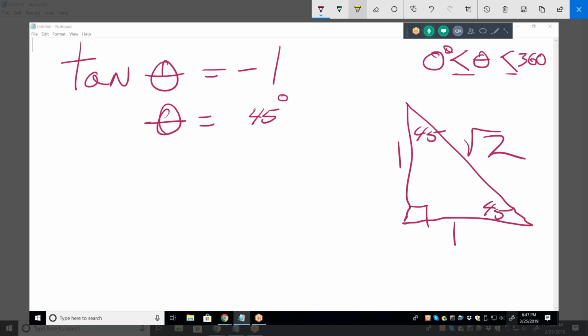So what is it? It's not going to be 45. It's going to be the second quadrant equivalent of 45, which is what? First of all, I know this happens in the second and fourth, right? Okay. What's the second quadrant angle that's the same as 45 degrees in the first? 135. Okay, so that's one of them.